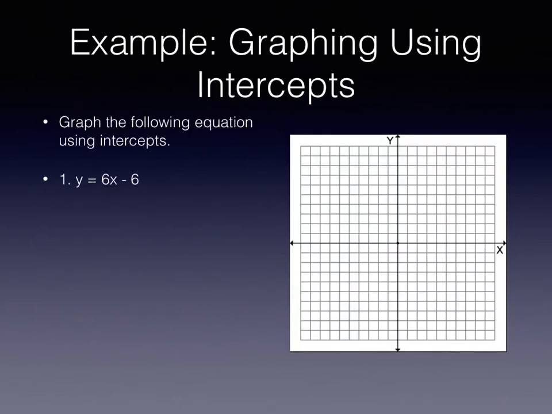So in our first example, it says graph the following equation using intercepts. We have the equation y equals 6x minus 6. So what I'm going to do is I'm going to make two columns. I'm going to have my x-intercept and I'm going to have a y-intercept.